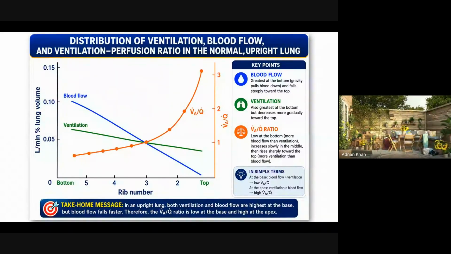Keep in mind that perfusion decreases much more rapidly than ventilation as we move toward the apex. As a result, the ventilation perfusion ratio, as shown by the orange line, progressively increases from the base toward the apex. Clinically, keep in mind that this normal physiology forms the basis for understanding ventilation perfusion mismatch during lateral position and one lung ventilation, which we will discuss in the coming slides.